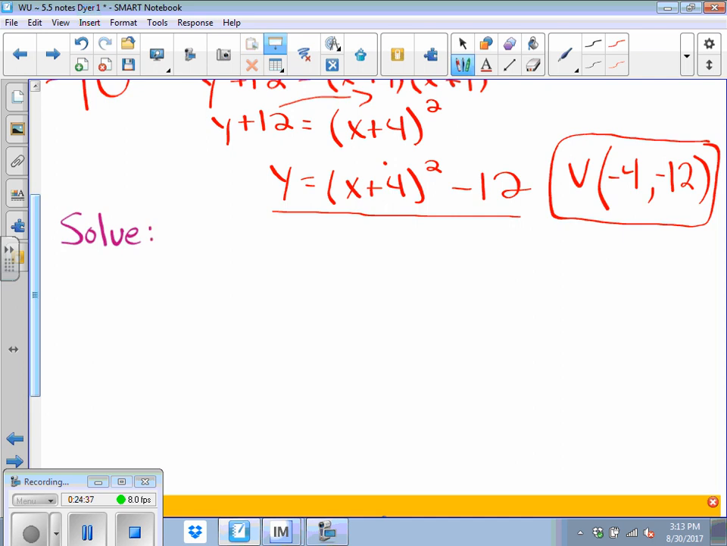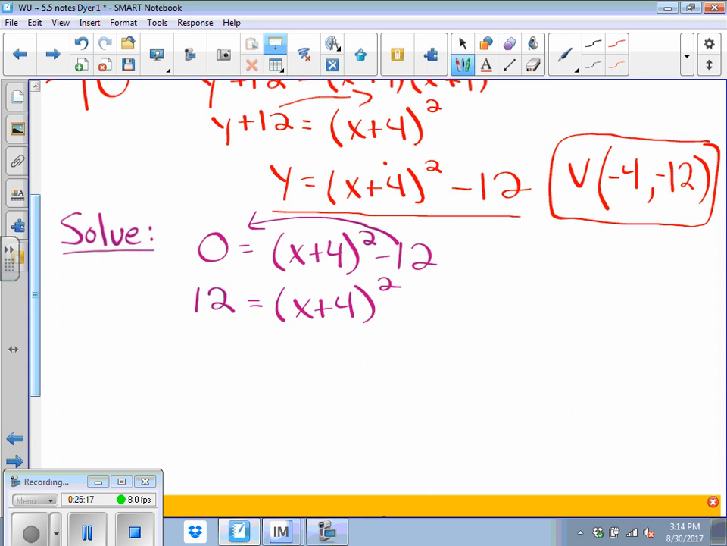In order to solve, all we have to do is let y equal 0 and then solve for x. So instead of y equals, we'll say 0 equals x plus 4 squared minus 12. Well, we did these yesterday. This is what we did in section 5.3 and 5.4. So now what we do is get x by itself. What's the first thing I do? Add 12 to both sides, right? So just bring the 12 over, and it becomes positive 12.